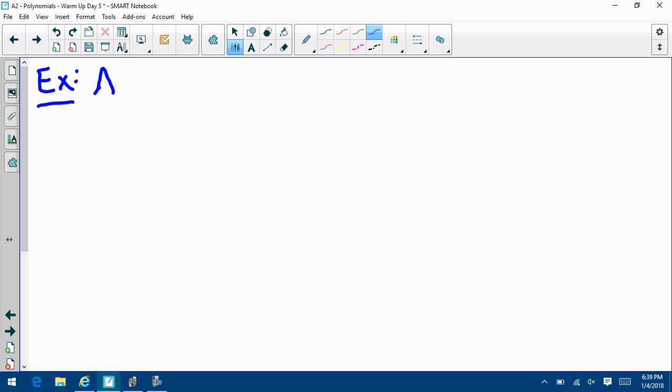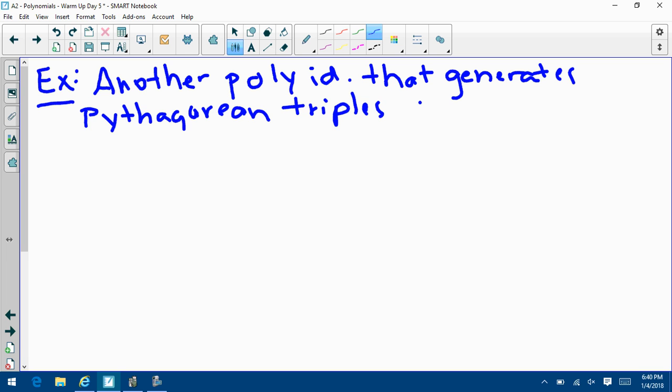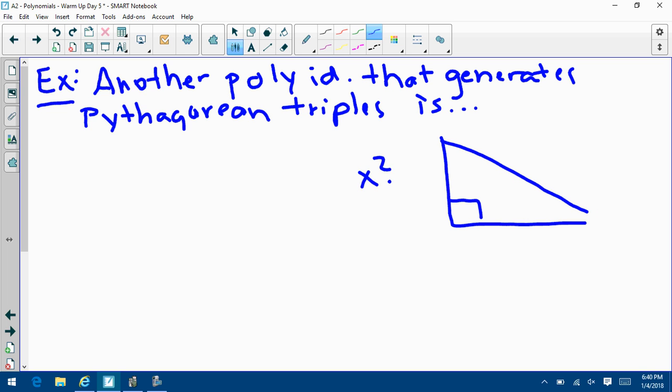Another polynomial identity. For short, I'm just going to say another poly ID that generates Pythagorean triples is x squared minus y squared, 2xy, and x squared plus y squared.